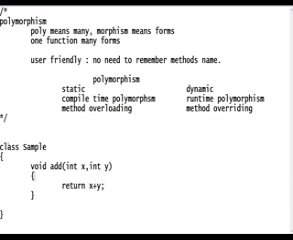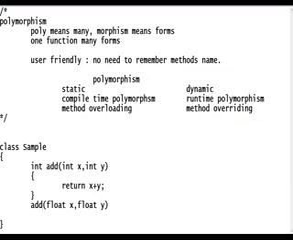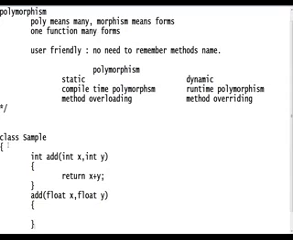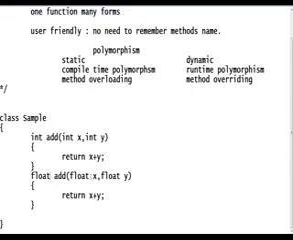For example, I want to write one more method to add float values. Remembering a new name is difficult, so here also I will use the same method name add, with float x comma float y, which expects float parameters. Return x plus y. This is also an add function. Then we can say it is method overloading.